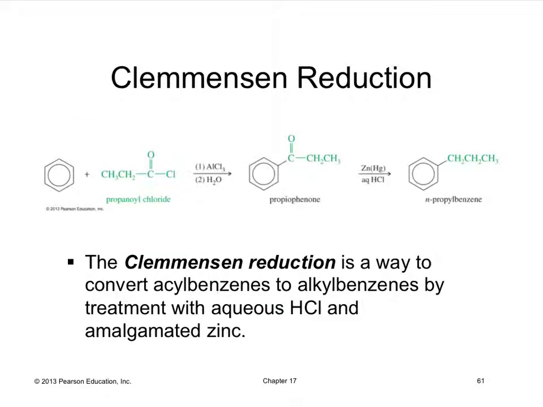Another reaction is the Clemmensen reduction. Once you first acylate your benzene in the presence of a catalyst, you generate the acylated product, and then in the presence of zinc mercury amalgam in aqueous hydrochloric acid, you can reduce that so that it's an alkane. So Clemmensen reduction is a way to convert acyl benzenes to alkyl benzenes by treatment with this reagent.